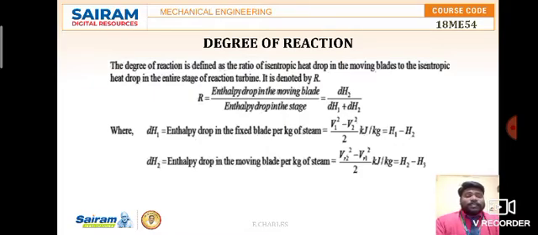In simple terms, it is the enthalpy drop in the moving blade divided by the overall enthalpy drop, that is dH1 plus dH2. Here dH1 is the enthalpy drop in the fixed blade per kg of steam, and dH2 is the enthalpy drop in the moving blade per kg of steam. So dH1 is V1 square minus V2 square divided by 2, in kilojoules per kg, or it can be written as H1 minus H2. The enthalpy drop in the moving blade is VR2 square minus VR1 square divided by 2, in kilojoules per kg, that is H2 minus H3.